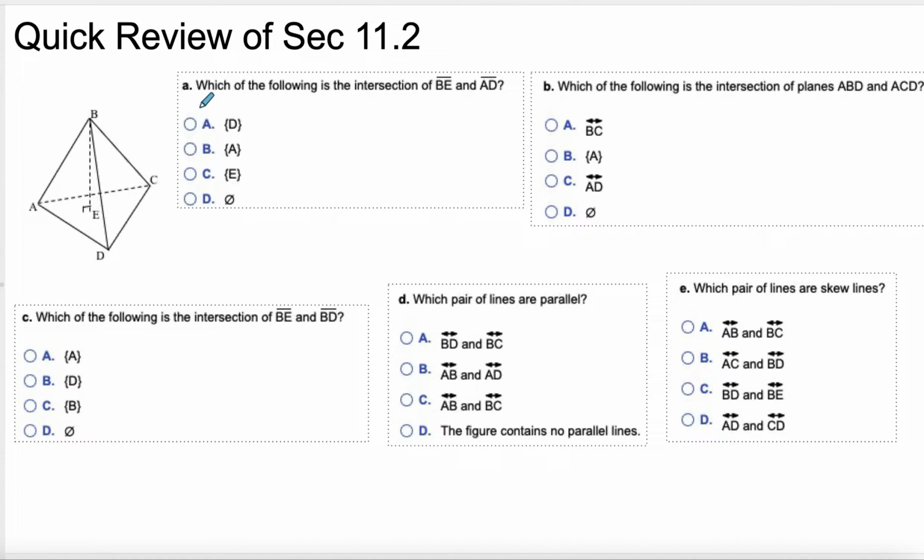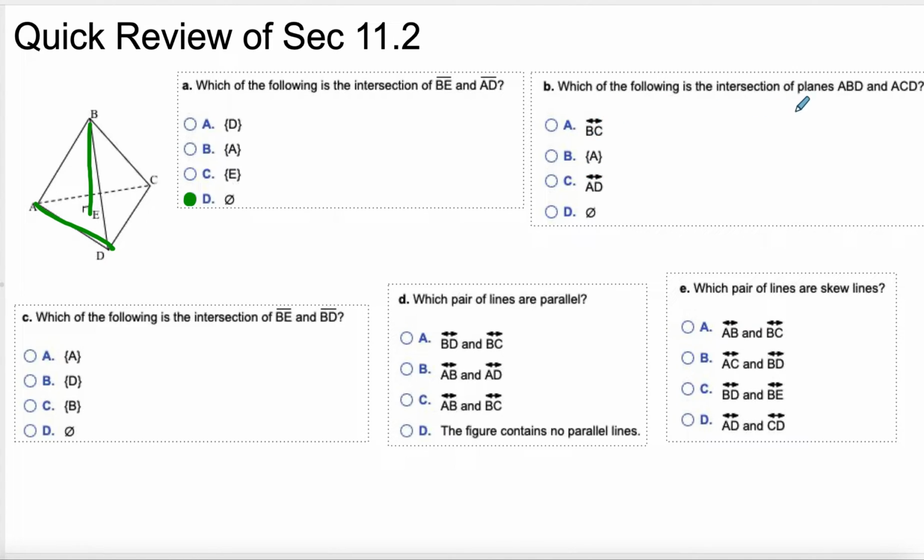Which of the following is the intersection of segment BE and segment AD? So segment BE is right here, and that is perpendicular to the plane ADC, right? And segment BE and segment AD, consider these two segments. Do they intersect? They do not. So they are skew line segments, right? So there is no intersection.